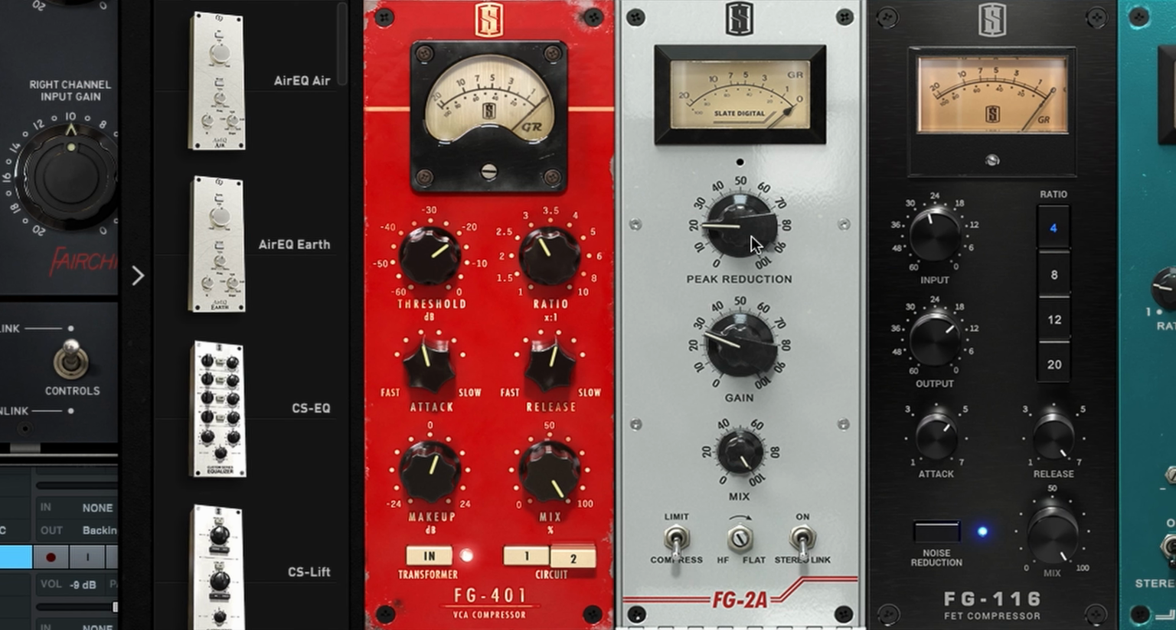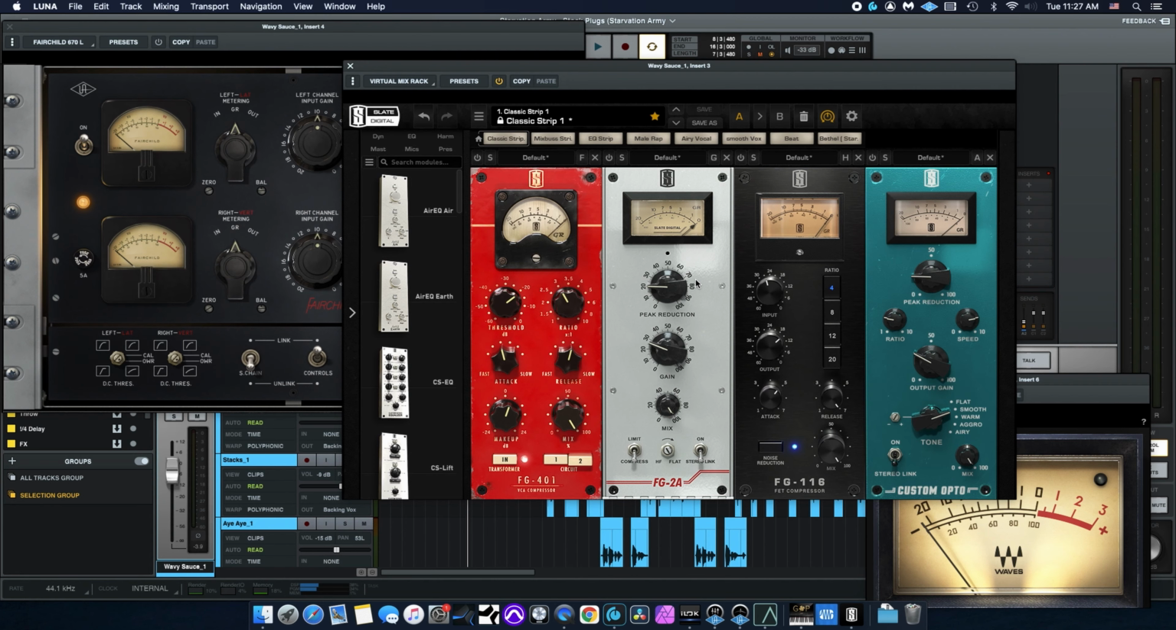For this one, you can see it has peak reduction and it has a gain. This one only has two settings. With the peak reduction, it could be considered as your threshold, okay? Because this is what you'd be moving around to dictate the amount of gain reduction that you get from using this compressor, right? And the gain could be looked at as your makeup gain.